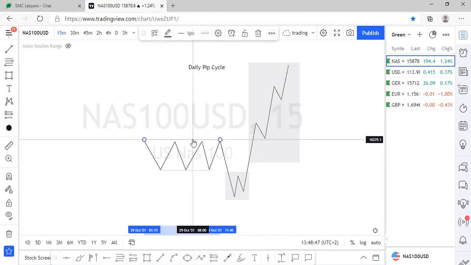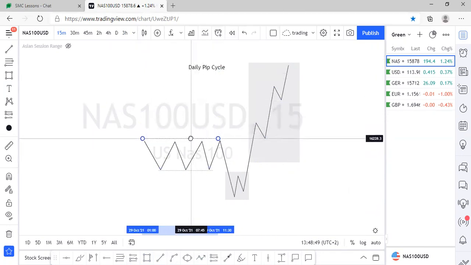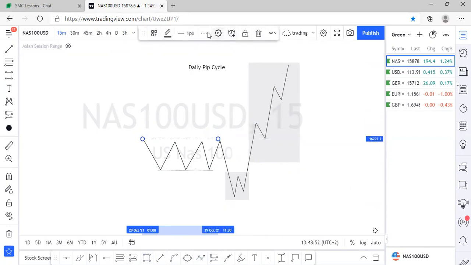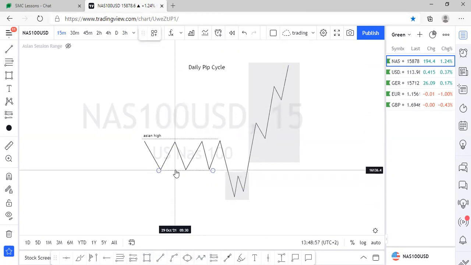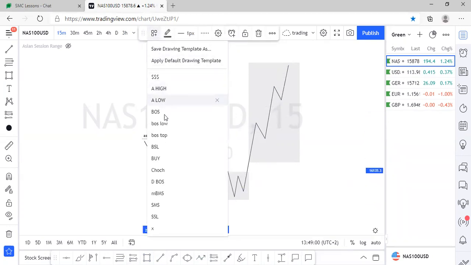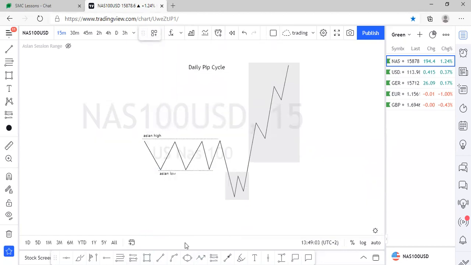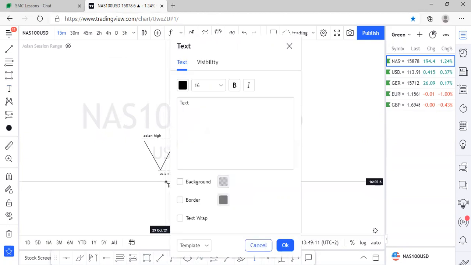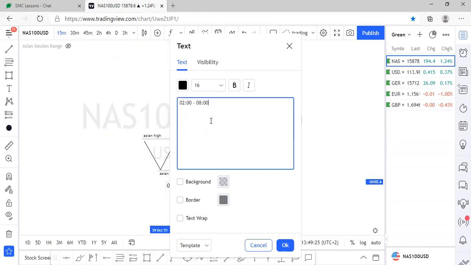So this is where we have our Asian high and Asian low. That's where the market is ranging. So now, what time does the market range? The market starts ranging from 2 o'clock in the morning, South African time, up until 8 o'clock a.m.